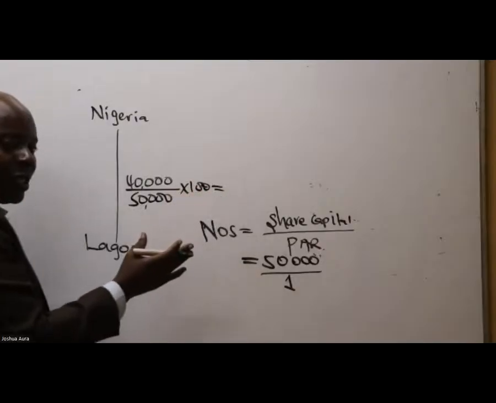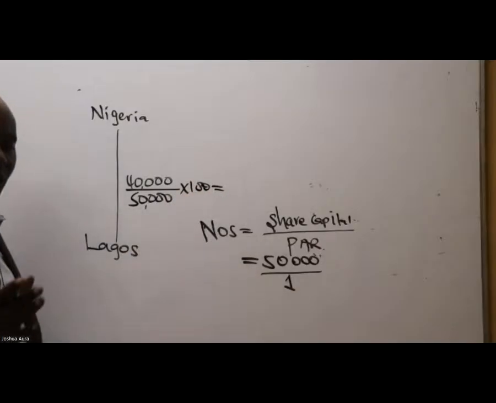What shareholding is this in terms of percentage? So 40,000 divided by 50,000 times 100. What are we getting here? 80%.